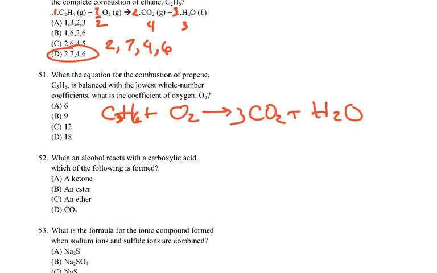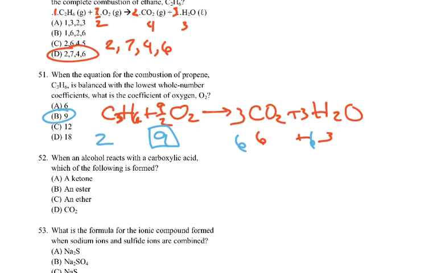I have 6 hydrogens, so that's going to be 3 H2Os. 3 times 2, that's 6. 3 times 1 is 3, so that's 9 oxygen, so 9 halves oxygen. So when the equation is balanced with the lowest whole number coefficients, I may have to double. So my answer is going to be 2, 9, 6, and 6. Those are my coefficients. And so the answer they want is 9.